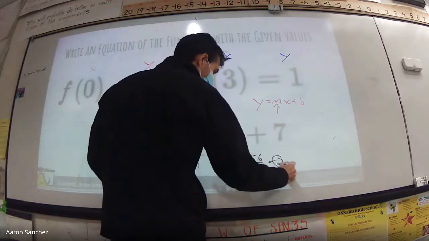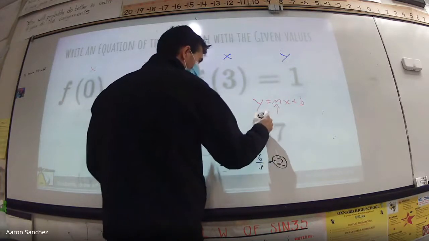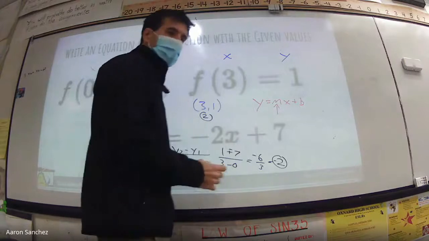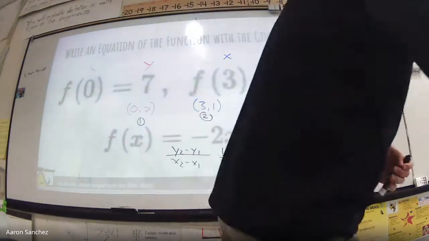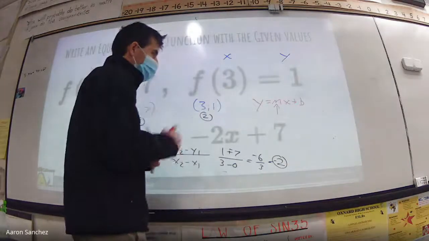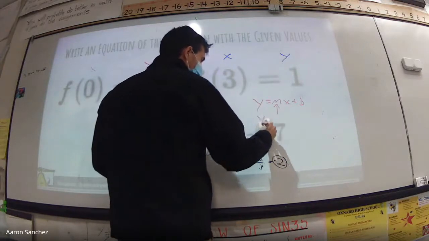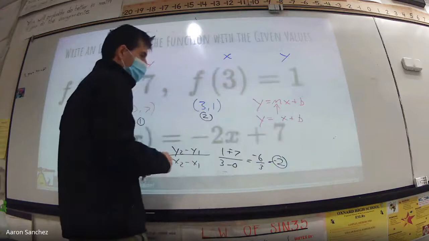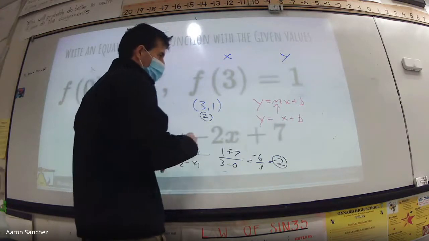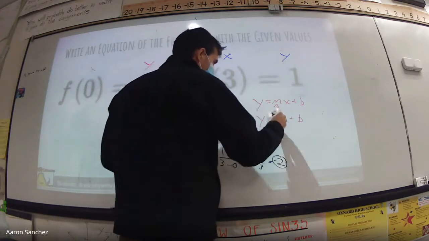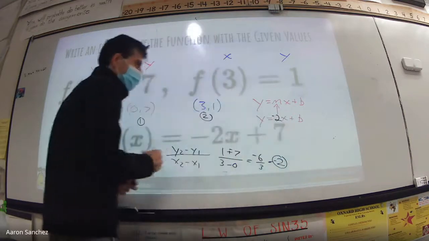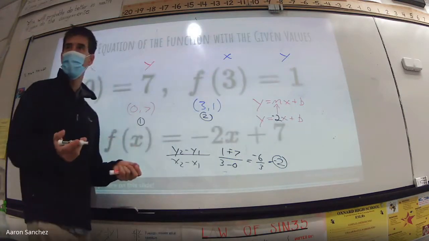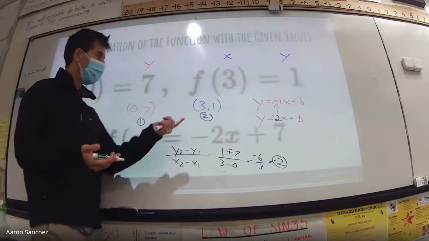Negative 2. That's my slope, which goes right here. So we're almost done. Any questions? You guys know how to get the slope. y equals mx plus b. So my slope, instead of m, I say negative 2x plus b for my equation. That's where you solve the slope, you got that.